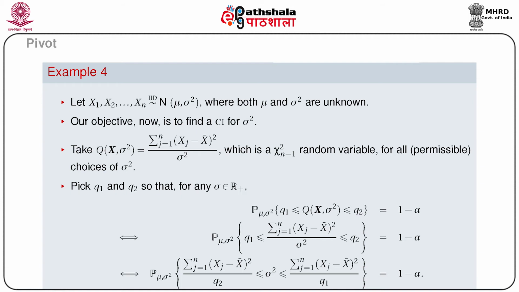So it is possible to find two quantities small q1 and small q2 such that probability under mu, sigma, q1 less than or equal to summation over i from 1 to n of (xi minus x bar) whole square by sigma square less than or equal to q2 is equal to 1 minus alpha. After some algebraic manipulations we get probability under mu, sigma, summation i from 1 to n (xi minus x bar) square by q2 less than or equal to sigma squared less than or equal to summation i from 1 to n (xi minus x bar) square by q1 is equal to 1 minus alpha.